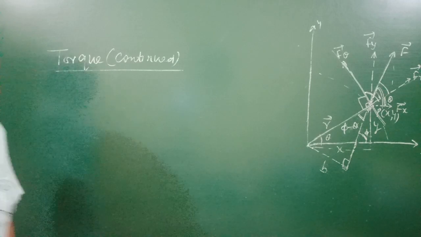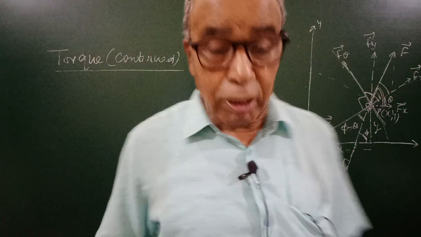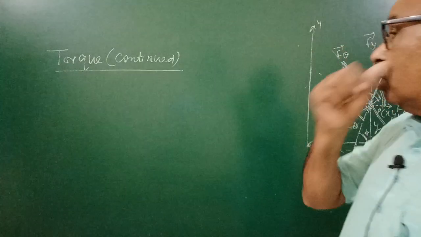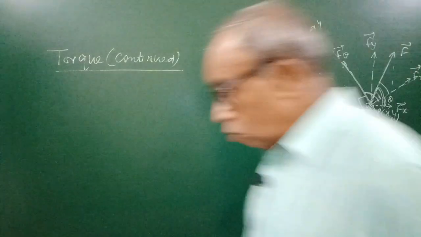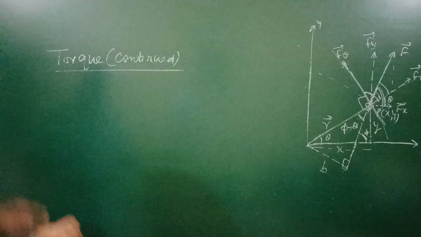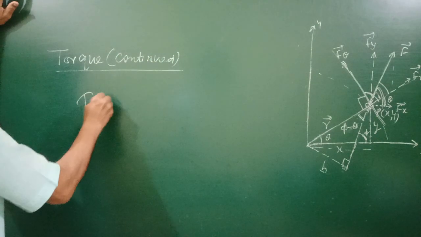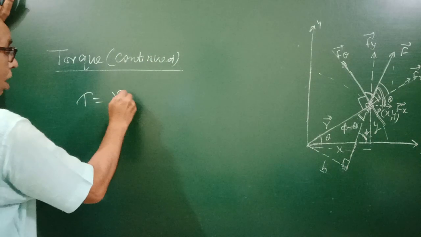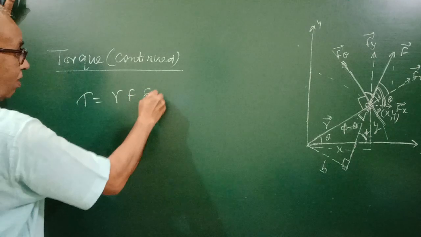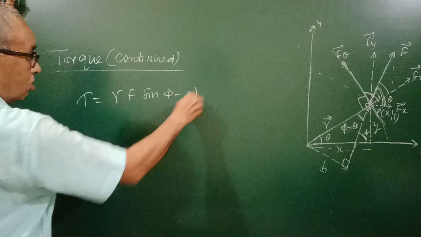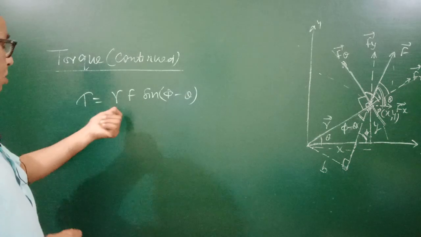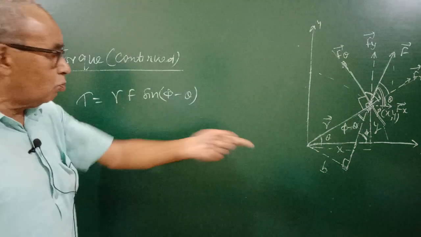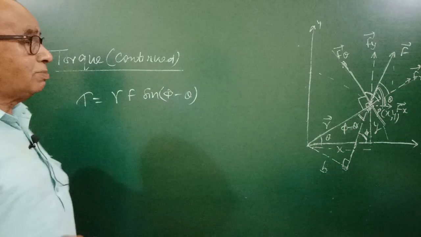Yes, friend. Now, in this video, torque is continued. I told you in the last video, tau is equal to R F sin(phi minus theta). There I gave you the explanation that R sin phi is equal to B, so B into F.